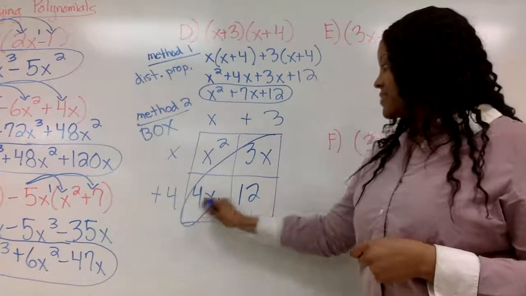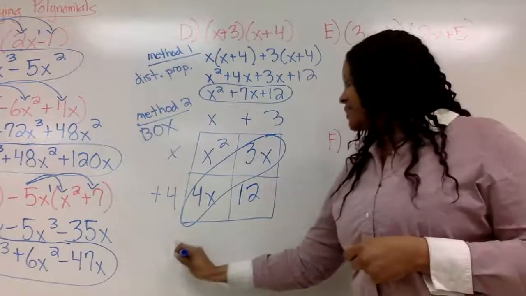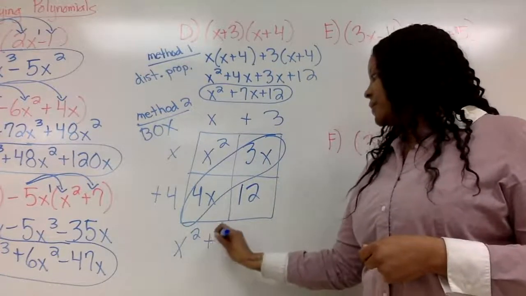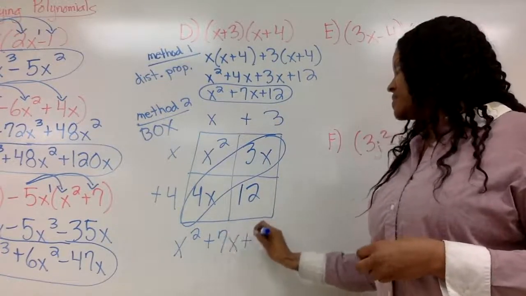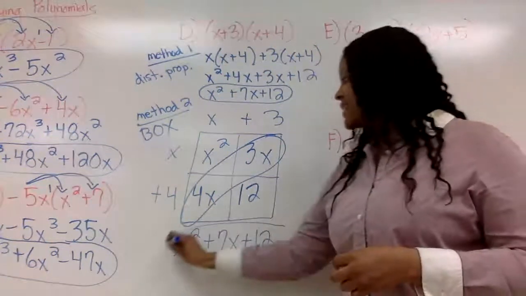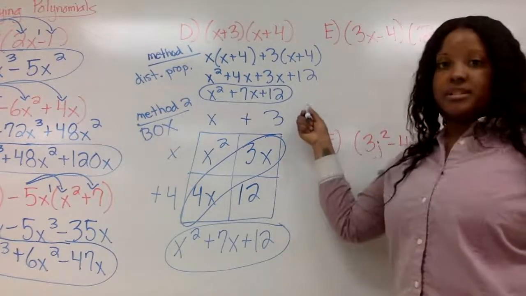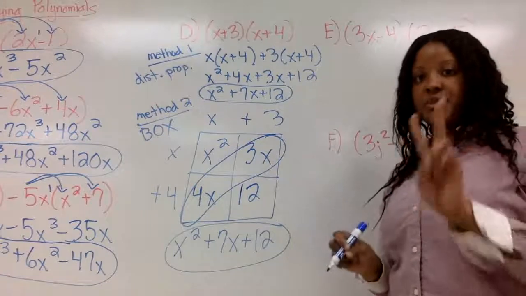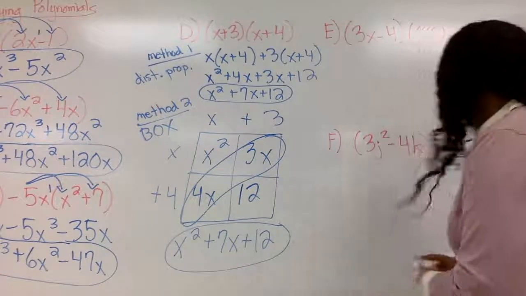So I combine my like terms. Okay. So my final answer is x squared plus 7x plus 12. And that's the exact same answer I got when we did the distributive property. So it's two different ways of getting to the same answer.